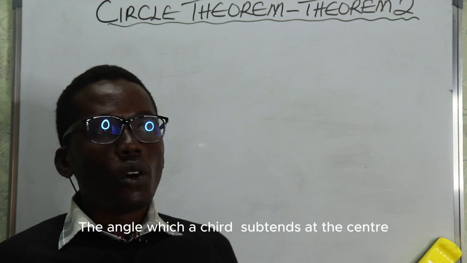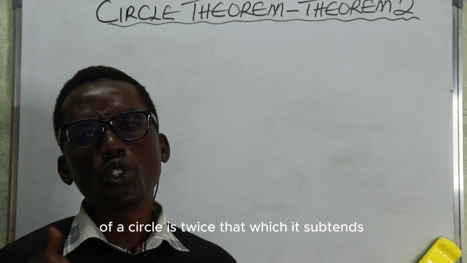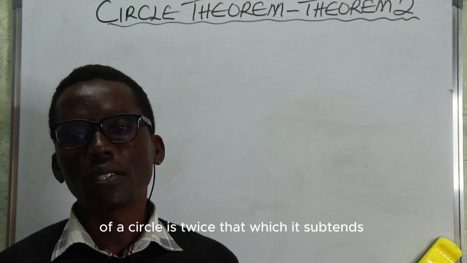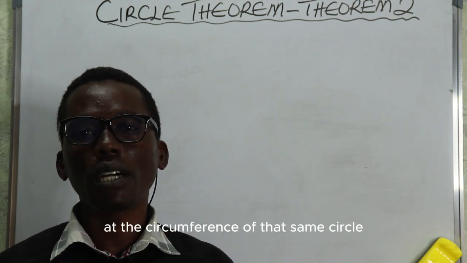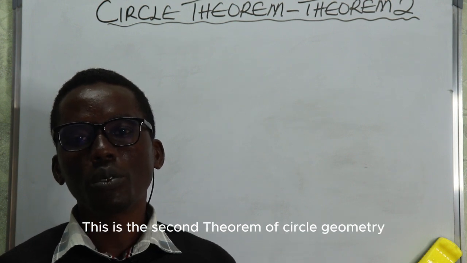The angle which a chord sustains at the center of a circle is twice that which it sustains at the circumference of that same circle. This is the second theorem of circle geometry.